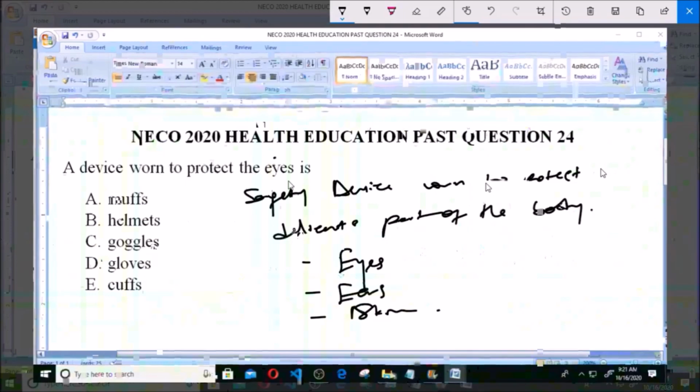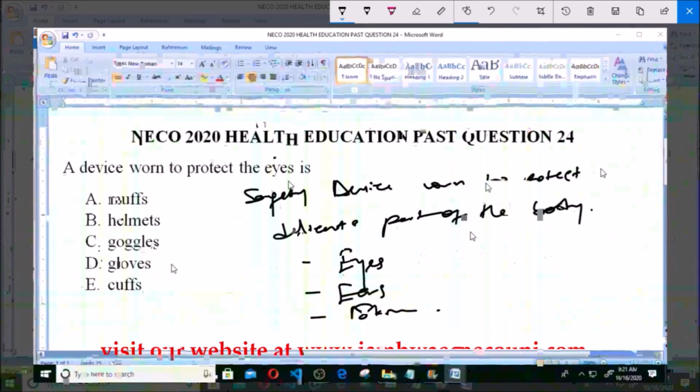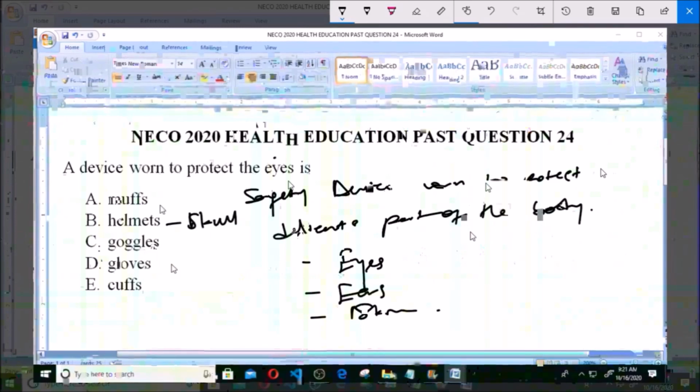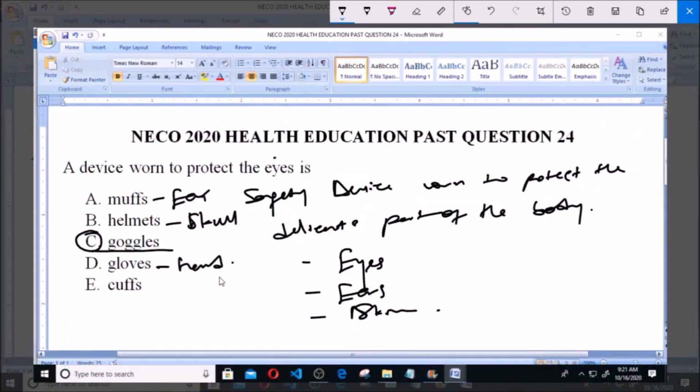Goggles are used to protect the eyes, especially when working in the sawdust industry or the welding industry. Now, it is important that you use goggles in order to protect the eyes. Helmet is used to protect the skull. Muffs are used to protect the ear from high sound intensity. Then gloves are used to protect the hand from maybe corrosive acids and the rest. Then cuffs are also used to protect the body.